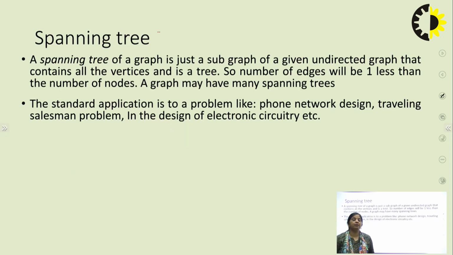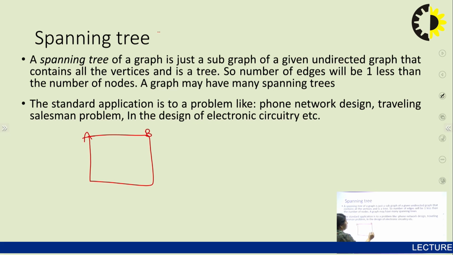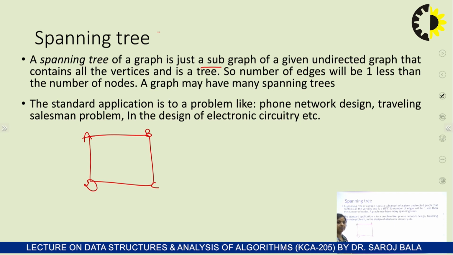We will discuss the greedy approach with one problem, that of the spanning tree. So firstly, we should know what a spanning tree is. If I have this graph with 4 vertices A, B, C and D, what will be the spanning tree? A spanning tree is a subgraph of the given undirected graph that contains all the vertices. It means in the spanning tree, all the vertices A, B, C, D will be taken.